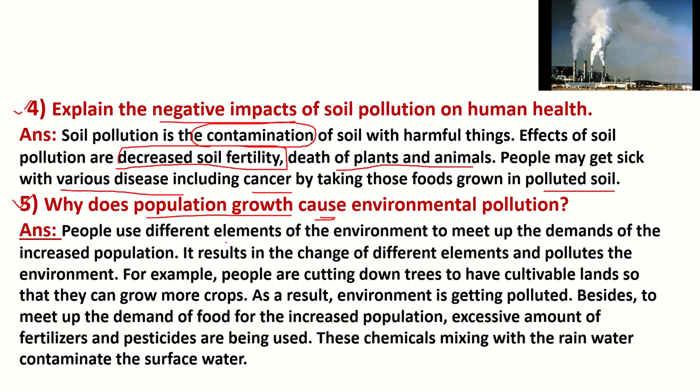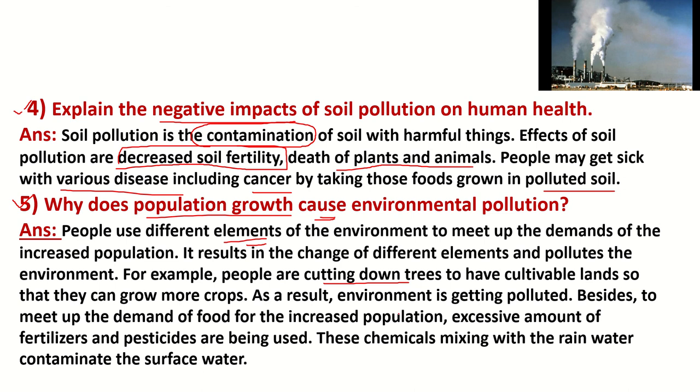People use different elements. People need food, shelter, clothes. They need a school to go to. So to meet the demand of the increased population, different elements of the environment are changed, and it pollutes the environment. That is industrialization, that is city life. For example, people are cutting down trees to get cultivable land so that they can grow more crops.